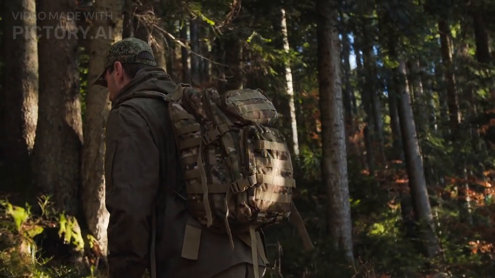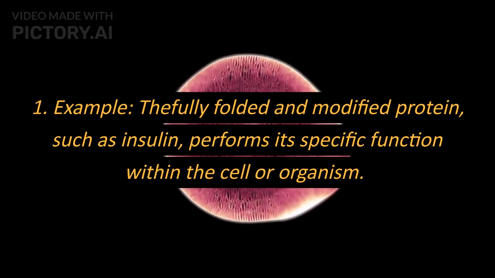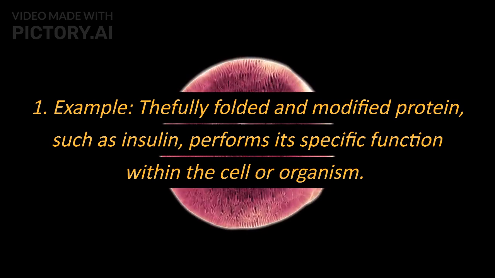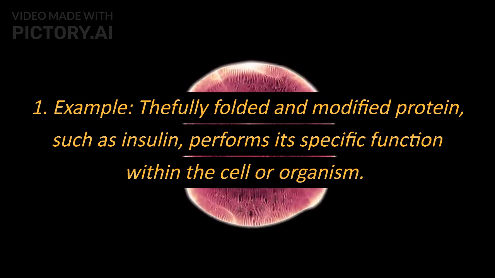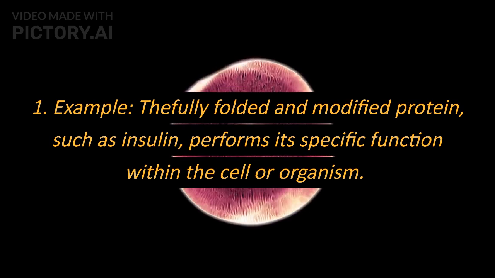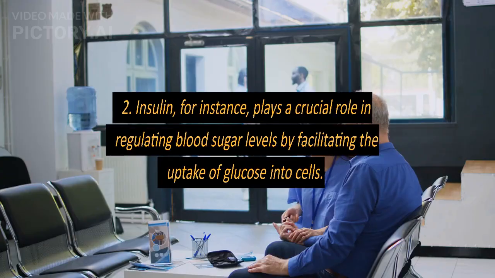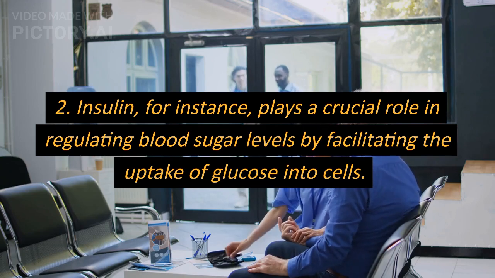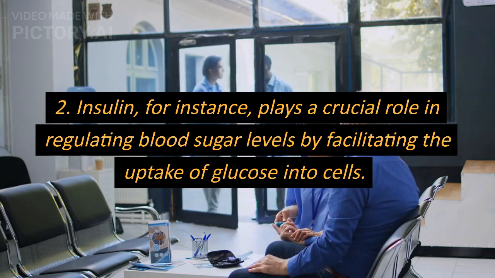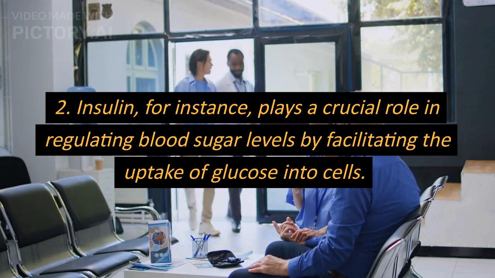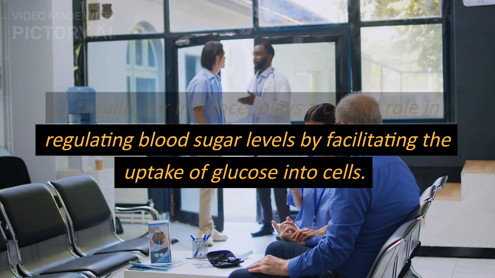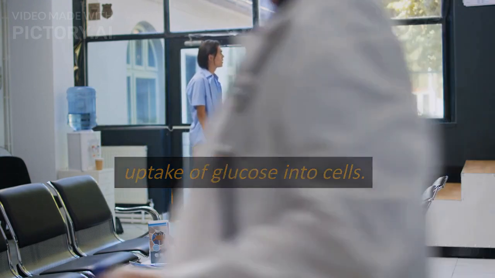Protein function. 1. Example, the fully folded and modified protein, such as insulin, performs its specific function within the cell or organism. 2. Insulin, for instance, plays a crucial role in regulating blood sugar levels by facilitating the uptake of glucose into cells.